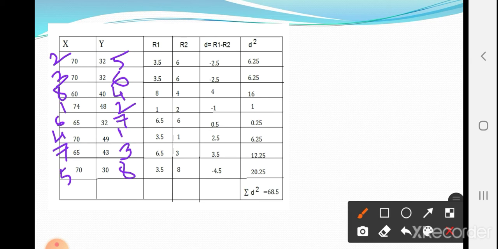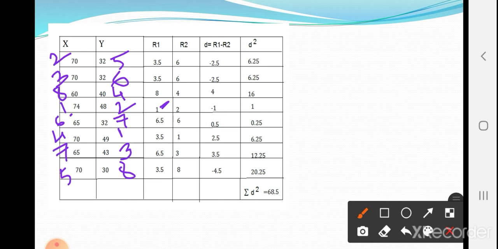Then how to calculate R1 and R2? So see, in the x variable, which one is the highest value? 74. There is no repetition of value 74. So the preference of the 74 value is 1. So write down 1 as it is as the rank for the 74 value.